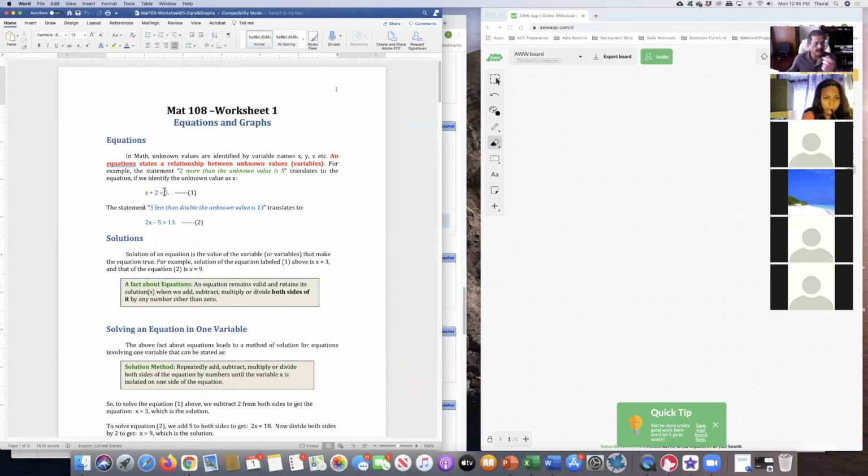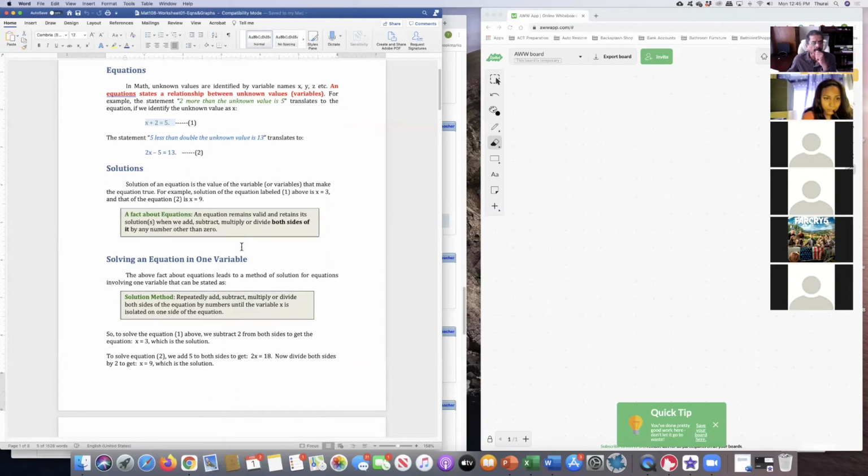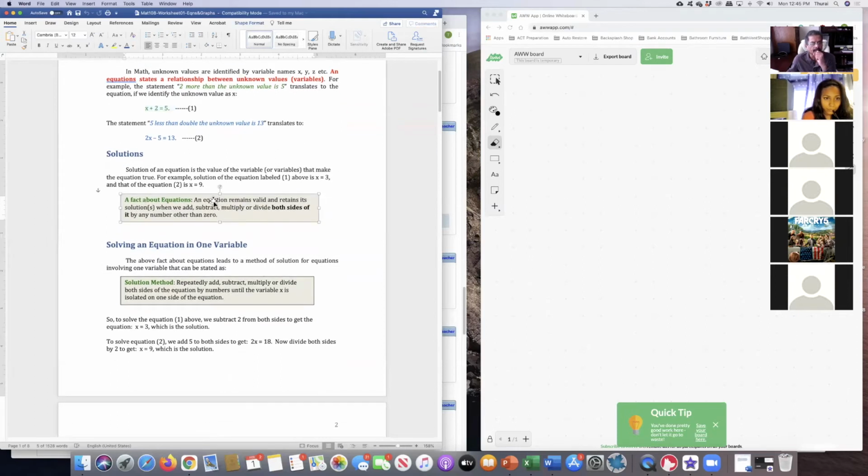So this equation we are able to solve by just looking at it, by inspection, but not always. You cannot always find the solution by looking at it. So you learn the process for solving. The process involves this fact. The fact about equations is an equation remains valid and retains its solution. The solutions will also remain the same if you add, subtract, multiply, or divide both sides by anything.